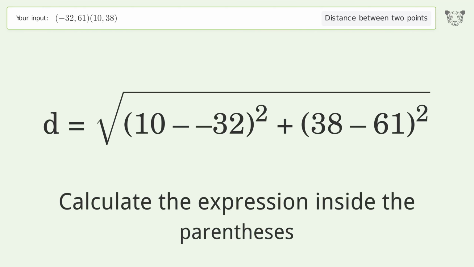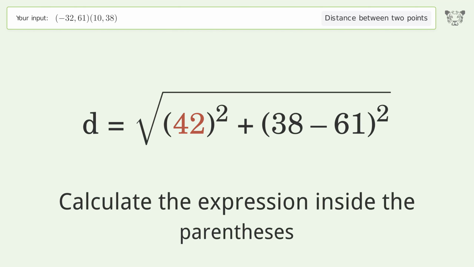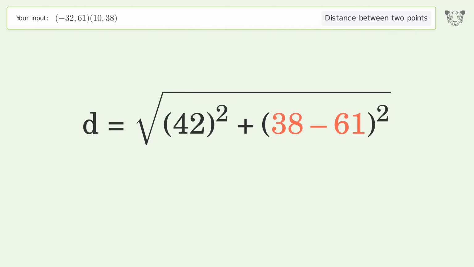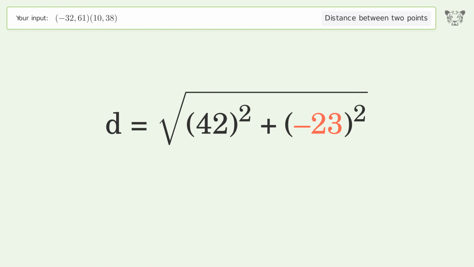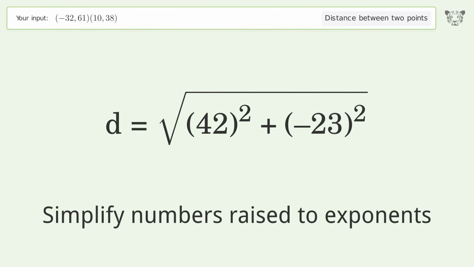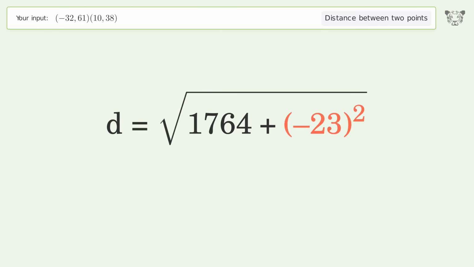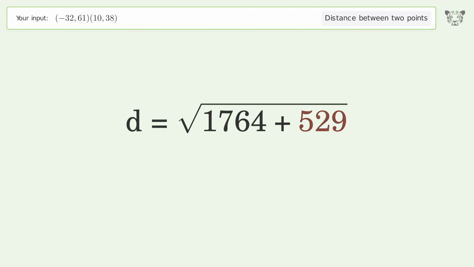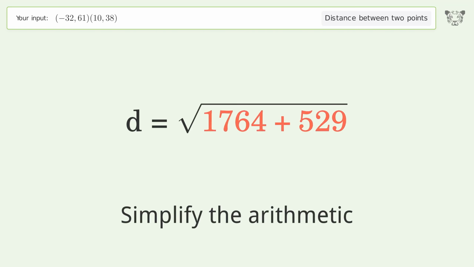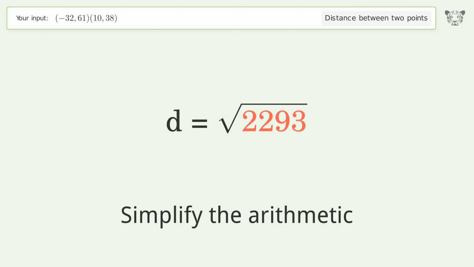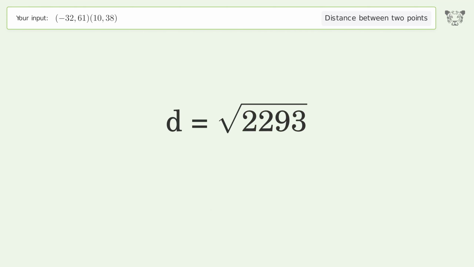Calculate the expression inside the parentheses. Simplify numbers raised to exponents. Simplify the arithmetic. And so the distance between the 2 points is the square root of 2,293, or 47.885.